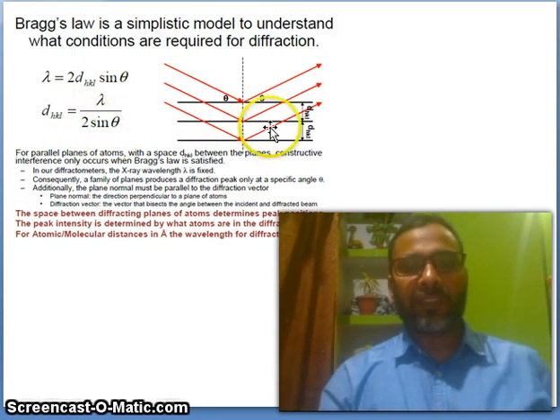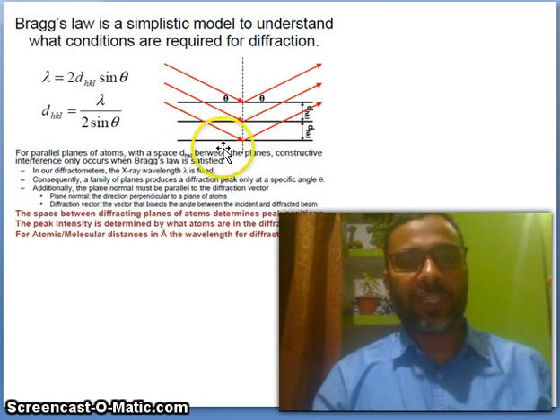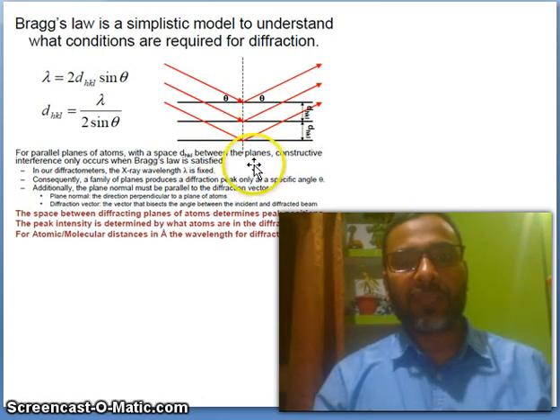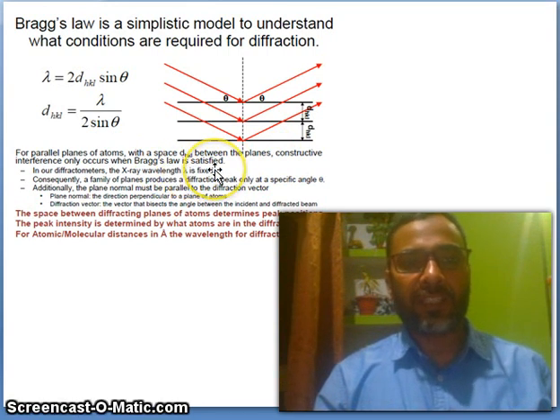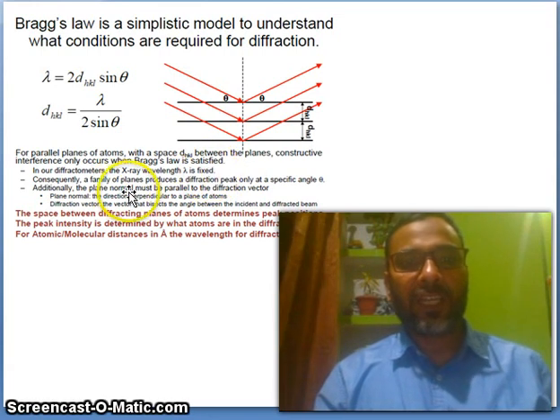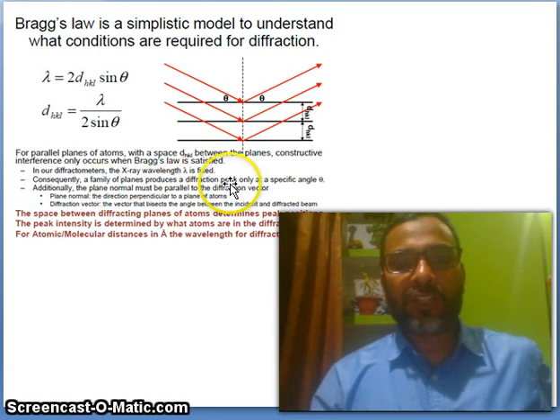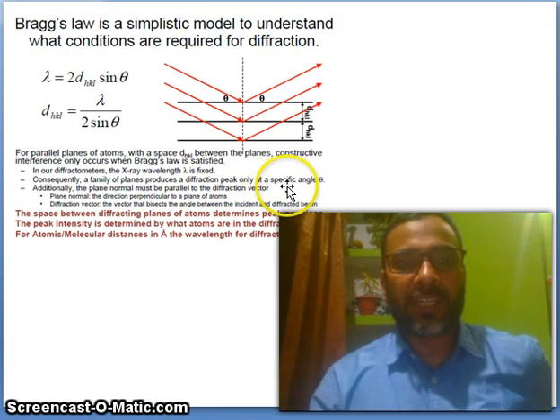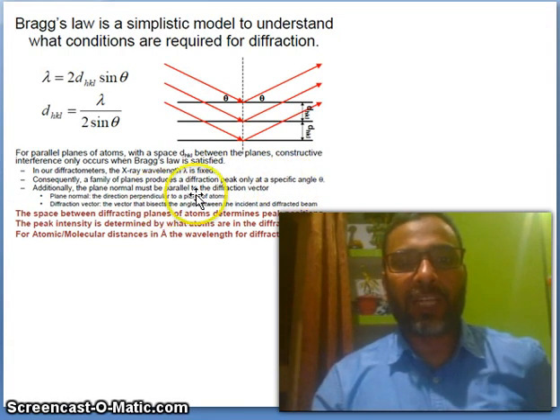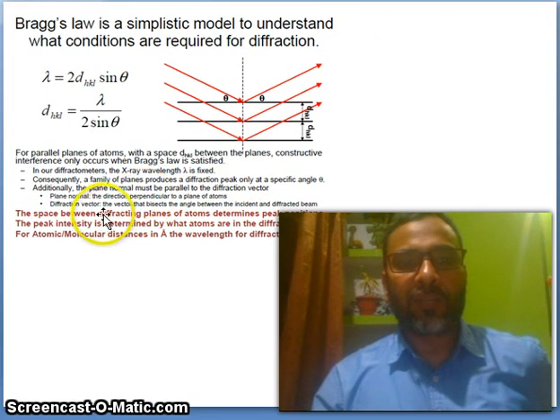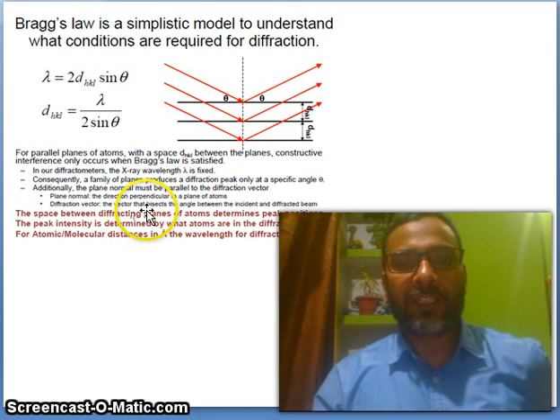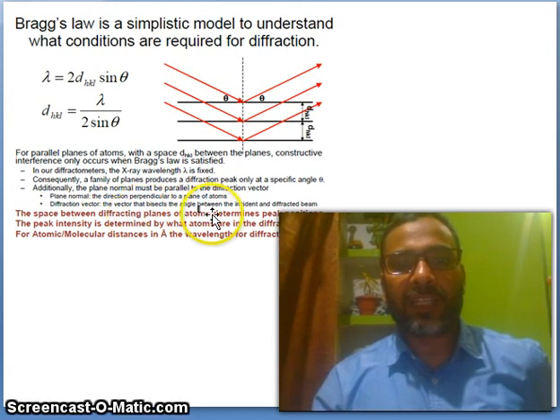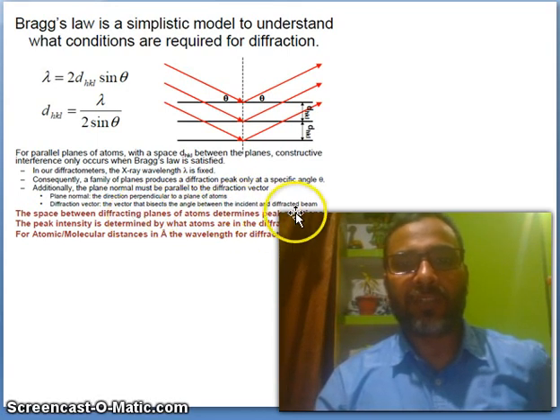So parallel planes, you see the distance of atoms with a spacing d_hkl between the planes. Constructive interference only occurs when Bragg's law is satisfied. In our diffractometer, the X-ray wavelength lambda is fixed. Consequently, a family of planes produces a diffraction peak only at a specific angle theta. Additionally, the plane normal must be parallel to the diffraction vector. Plane normal is the direction perpendicular to the plane of the atoms, and the diffraction vector is the vector that bisects the angle between the incident and diffracted beam.